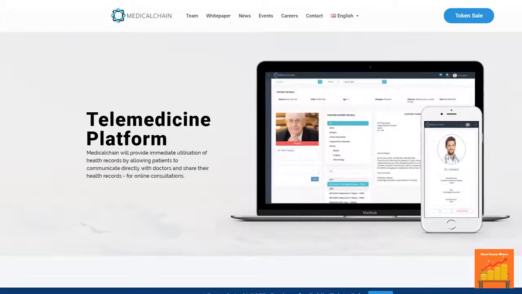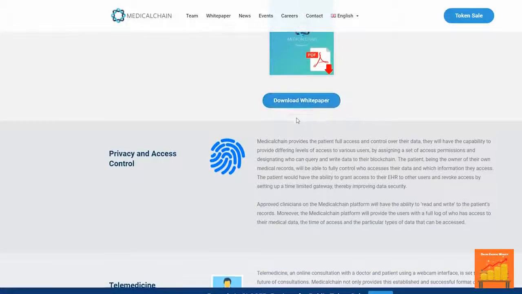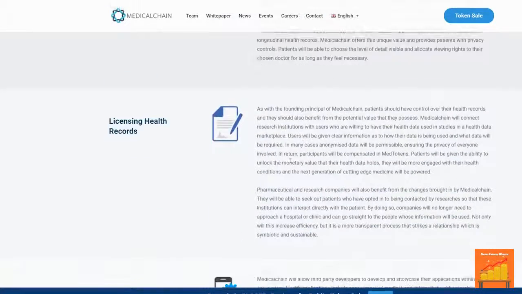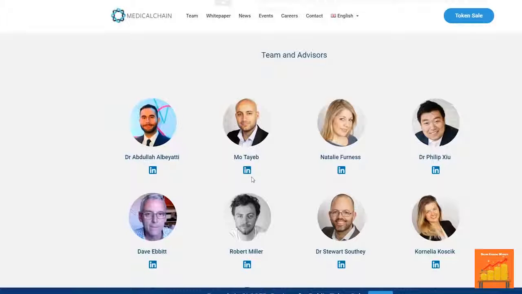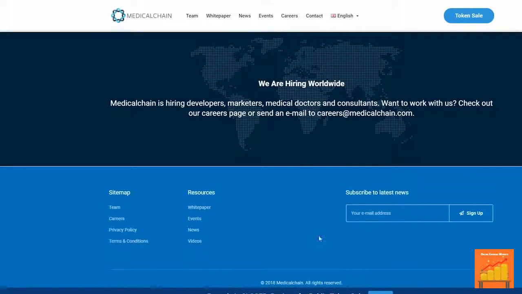That sounds pretty cool to me. There's an application they want to do. They work with these people. The white paper's right here. Privacy, access, and control. So you're going through the process of analyzing this coin from an investment standpoint. Here's their team with all the LinkedIn profiles. Telegram, Twitter, resources. It's all here.